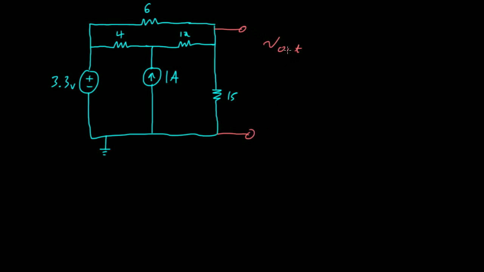I'll keep calling this V0. That's the positive side of V0, and that's the negative side of V0. I want to know what V0 is. And I also want to know what this current is, which I'm going to call I0. I want to know the current that flows through this 12 ohm resistor. So anyway, that's the problem.